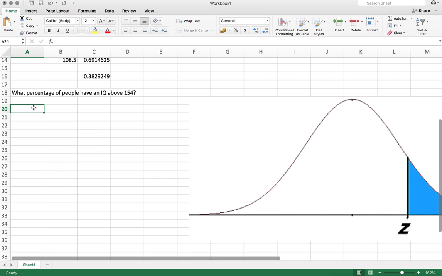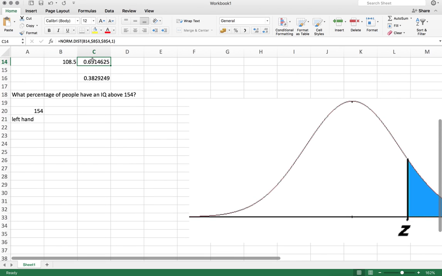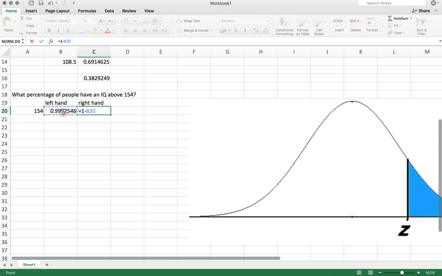So our value, 154, the left-hand side, we can actually retrieve from above. This is our left-hand side, so basically the white area here. The right-hand side of the distribution will be 1 minus this value. So to answer the question, there is 0.07% of people who have an IQ above 154.